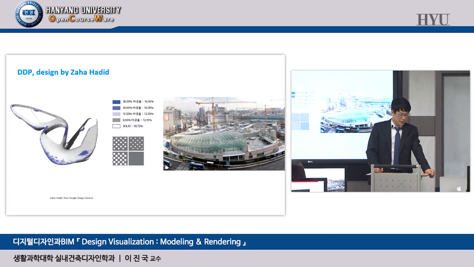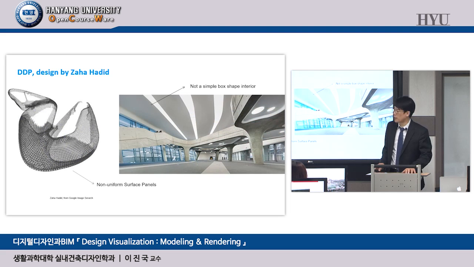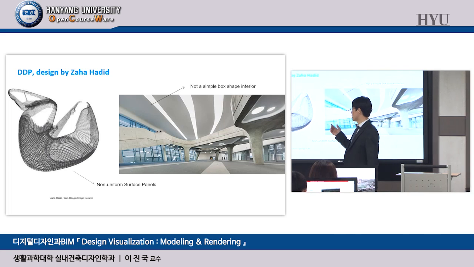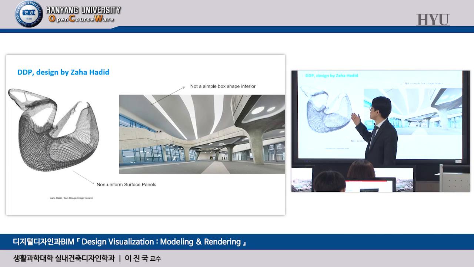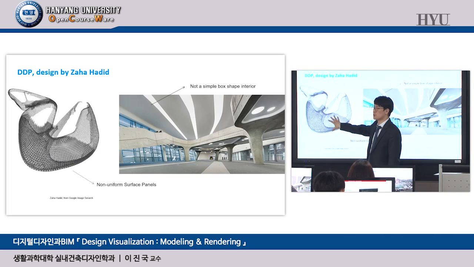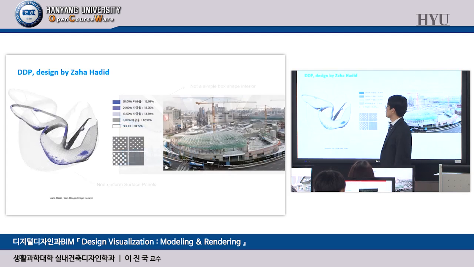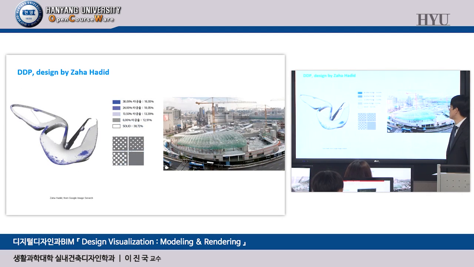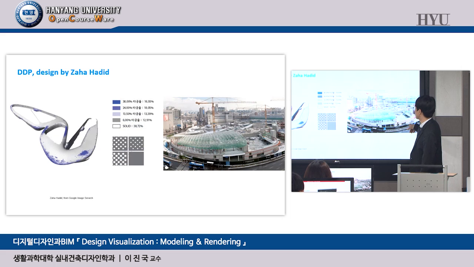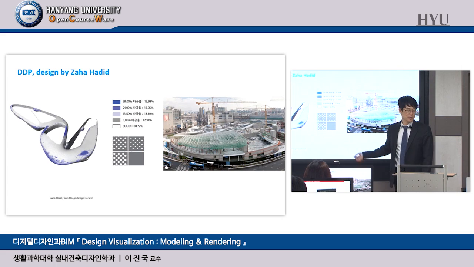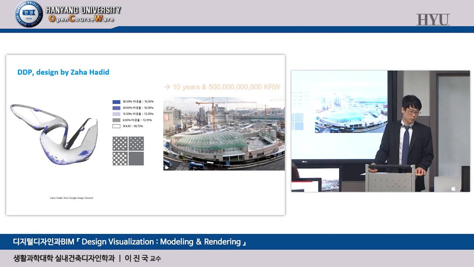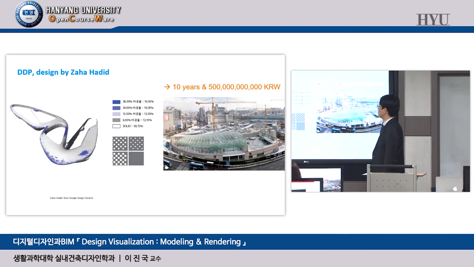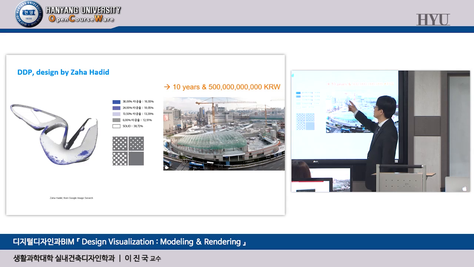So how to realize this design? Okay, designer Zaha Hadid's design intent can be resolved in this shape, in this form. But the question is how to realize this building. Take a look at this picture. The picture for installing, erecting, realizing this building. You may know how long this building construction took: 10 years, okay? For 10 years.